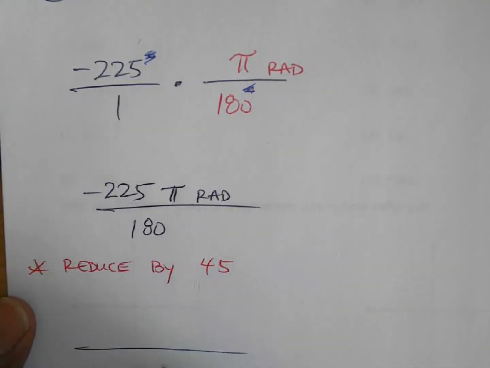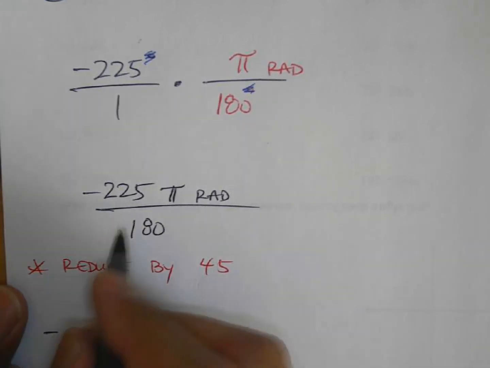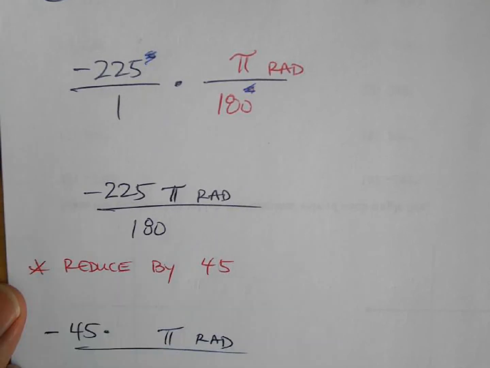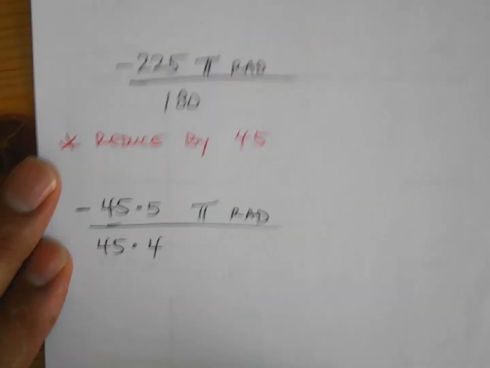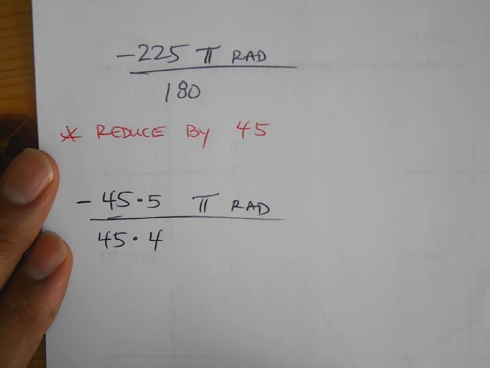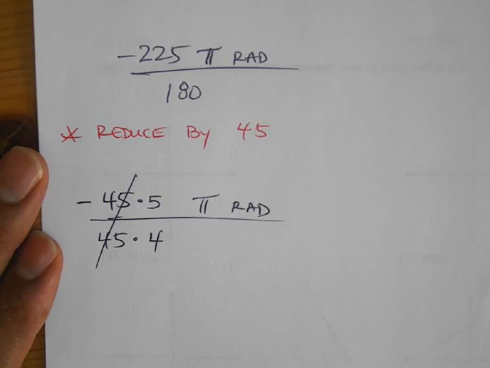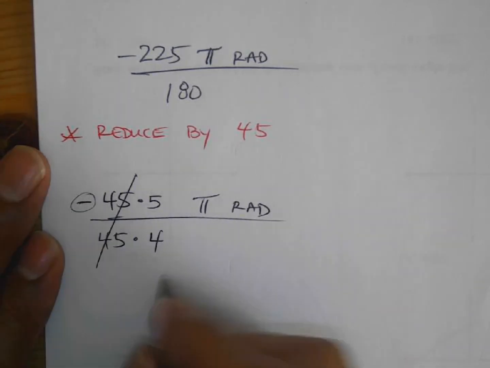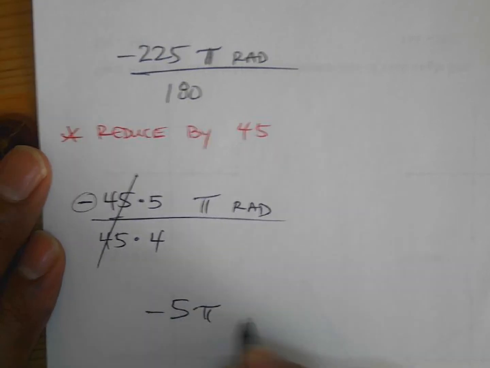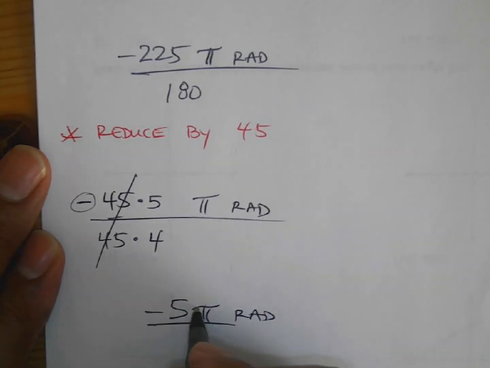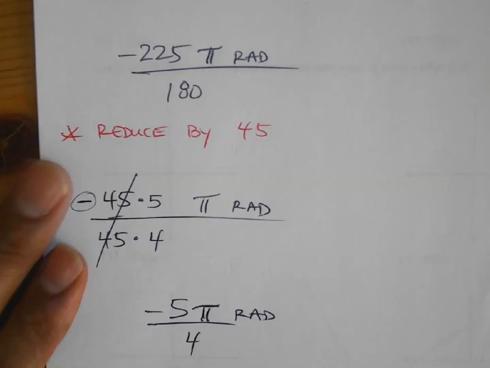Well, I'll just tell you what it is. Got the pi, I got the radians. That's going to stay. 225 happens to be 45 times 5, and 180 happens to be 45 times 4. The 45 divided by 45 is going to divide out. Your final answer here, you got this negative still, you got in the numerator negative 5 pi radians, negative 5 pi over 4 radians. That's your answer.